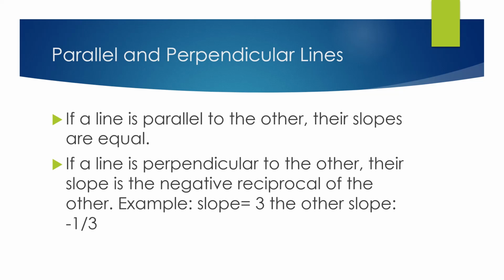In the other scenario, if a line is perpendicular to the other, their slope is the negative reciprocal of the other. So for example, if the slope is 3, the other slope is negative 1 over 3. And if it's, for example, a fraction, let's say 5 over 3, the slope of the other line is negative 3 over 5. So you basically have to flip the fraction and just add a negative or remove the negative depending on the original one.